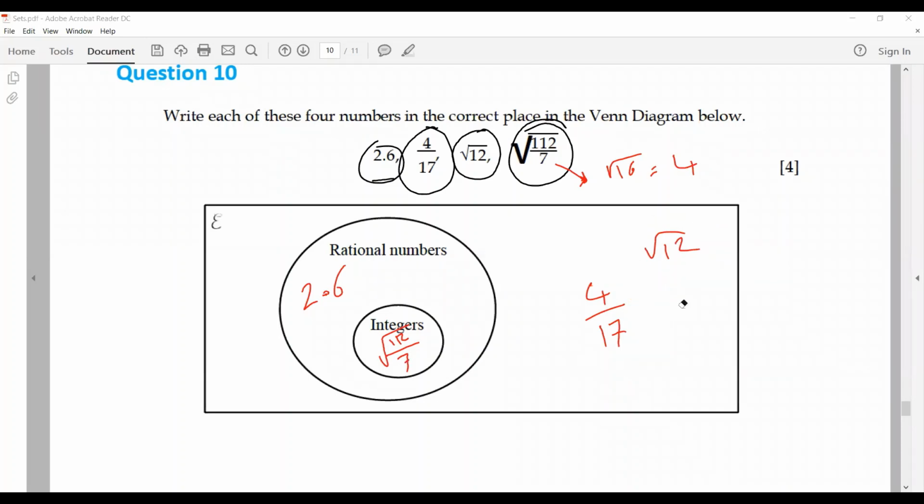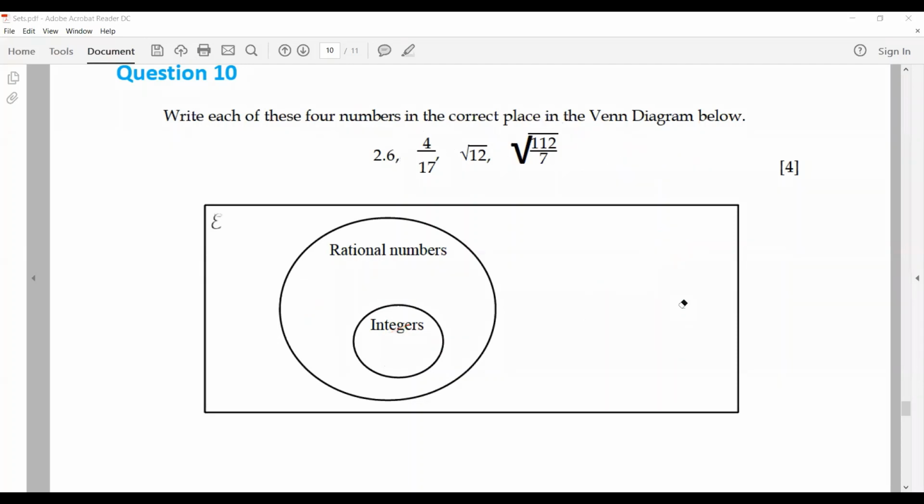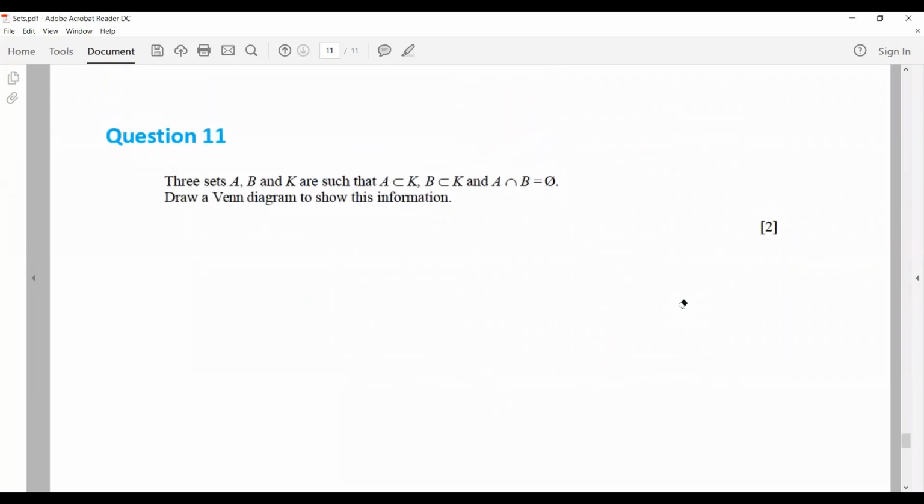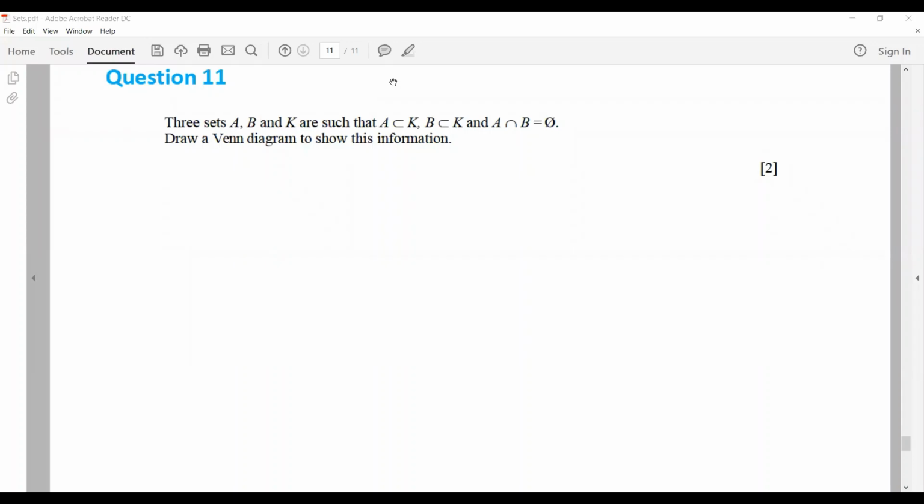It is a very nice question, actually, and it carries 4 marks. So let's do one more and then we can stop. Three sets A, B, and K are such that A is a subset of K, B is a subset of K, and there is nothing common between A and B. So I think it's very clear that K should be the larger set. Maybe I draw a rectangle.